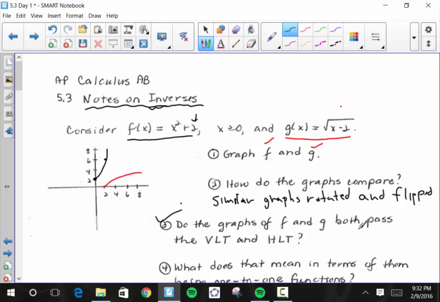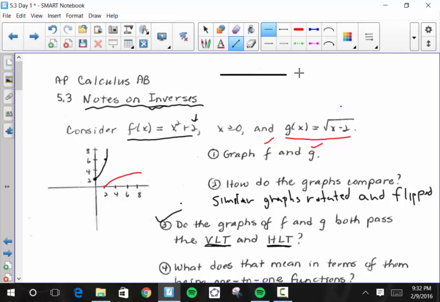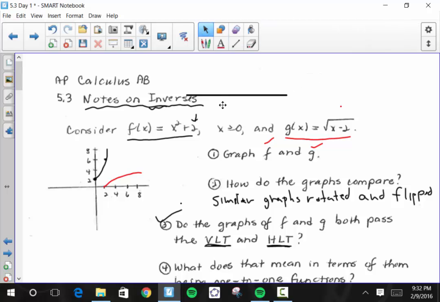Do the graphs pass step 3? Do they pass the vertical line test and the horizontal line test? Let's see if they do. We'll get a line on here and see what's going on. So this one looks like it does pass the vertical line test, and the red one does too. Perfect. Let's rotate that around and see if they pass the horizontal line test. Sure enough, they do. They pass the horizontal line test.